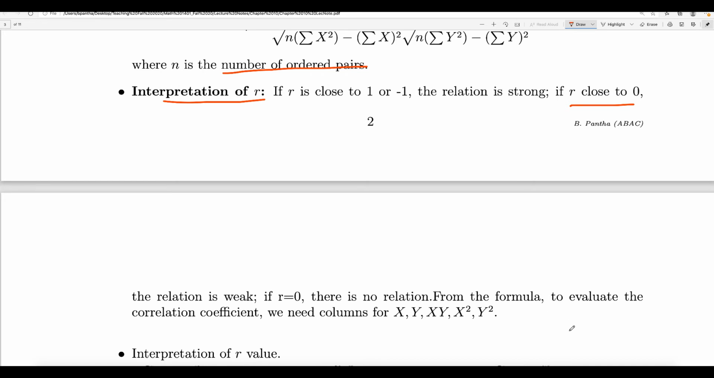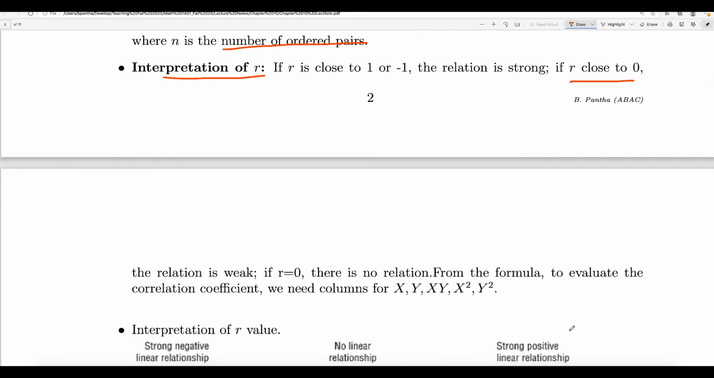From the formula, we evaluate the correlation coefficient. The columns of X and Y will be given to you, and then you find X times Y, X squared, and Y squared. That's what you will find.